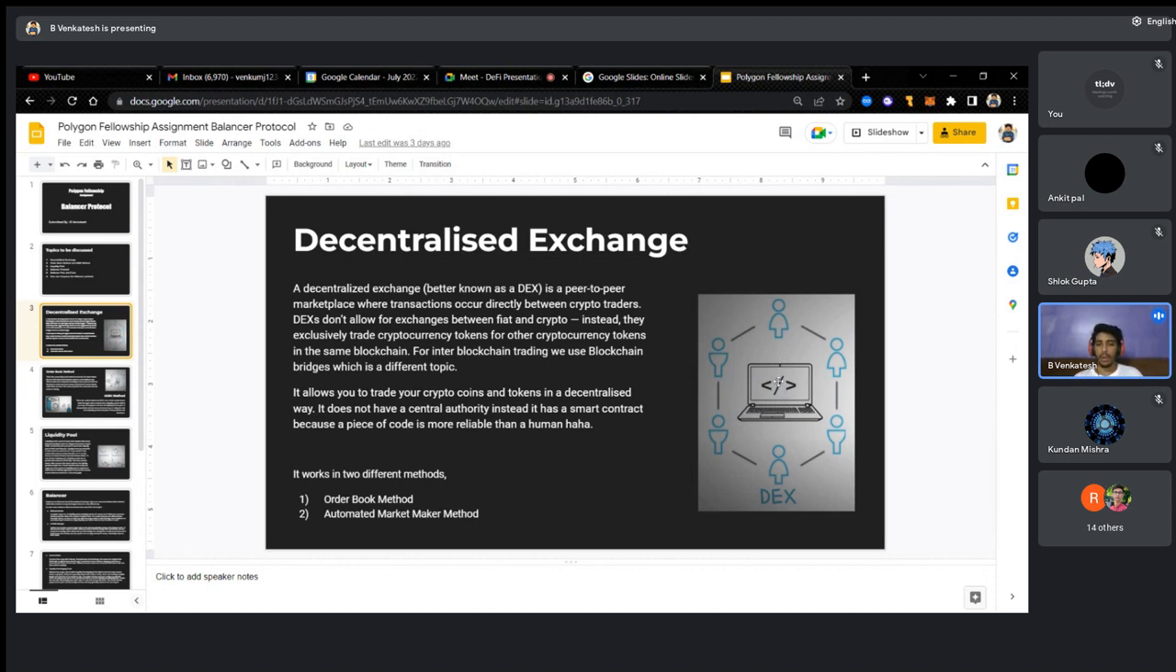It has no central authority but a smart contract in the middle. So yeah, a piece of code is more reliable than a human, right? That's why. It works in two different methods, right? The first method is the order book method, and the second is the automated market maker method, okay? So let's discuss what these methods are.